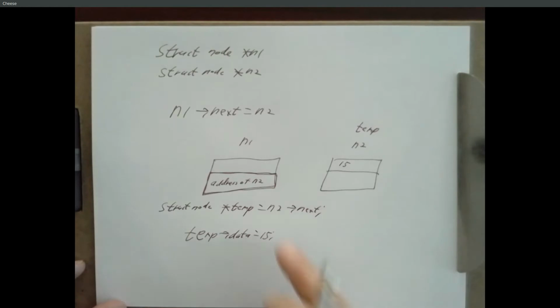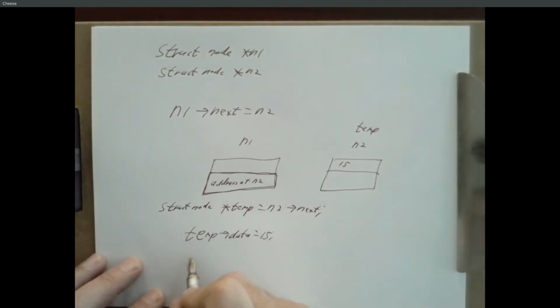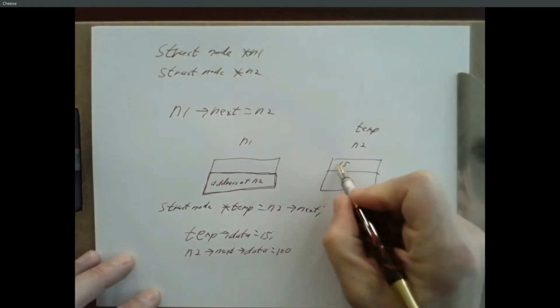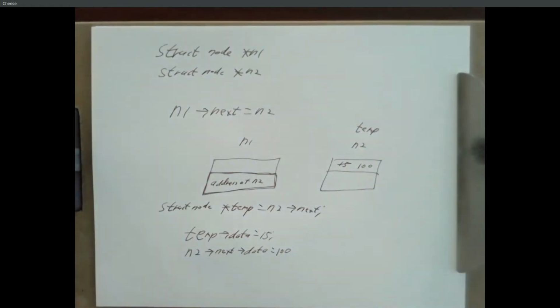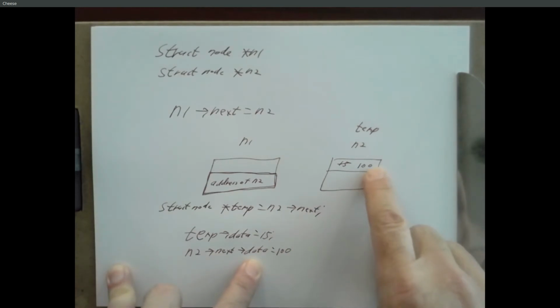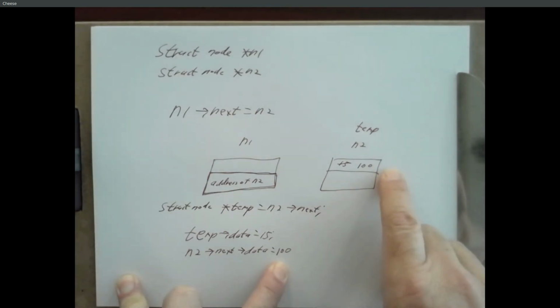But since temp is just n2 arrow next, we could also have said n2 arrow next arrow data equals, and we could set that to 100. That's going to put 100 right here. And the way we read this is n2's next field is a node. Take the data field of that, set it equal to 100.